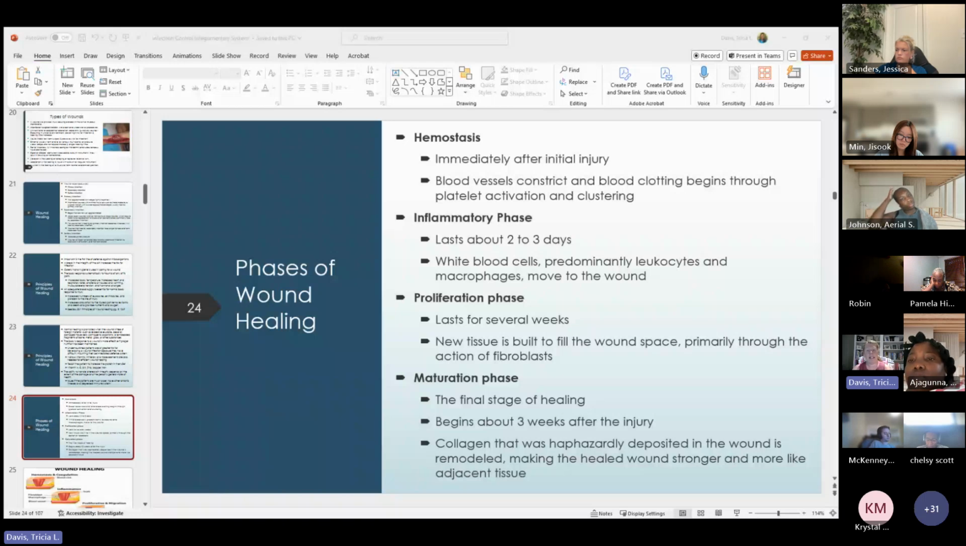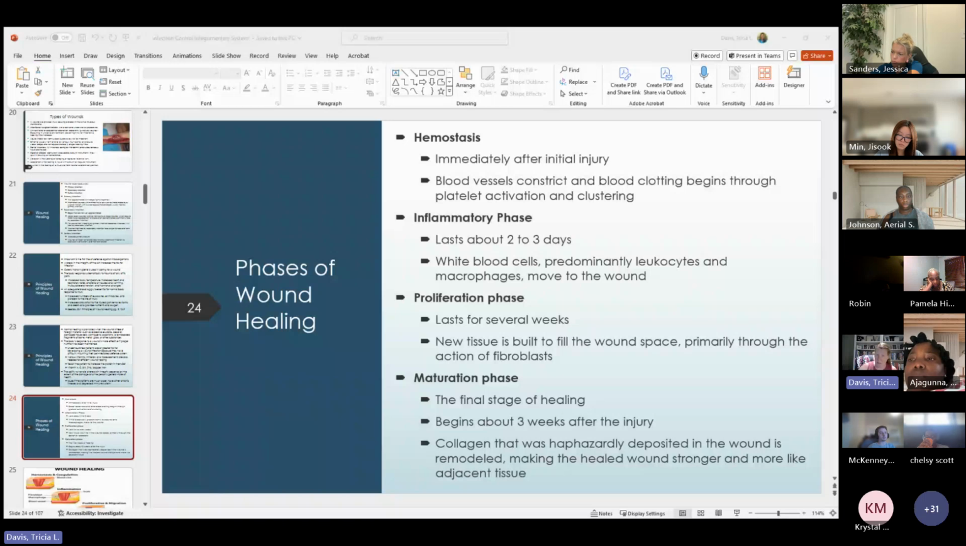Then after that phase, we have the maturation phase. This is the very last stage of healing. Again, for most healthy people, it starts around 3 weeks after the injury starts. If you have somebody with poor nutrition or high glucose, things like that, this can always be extended further, but typically 3 weeks. So the collagen that we need to help heal that wound is going to be remodeled inside the wound, and it's going to make that wound stronger and try to be as similar as it can to the adjacent tissue.